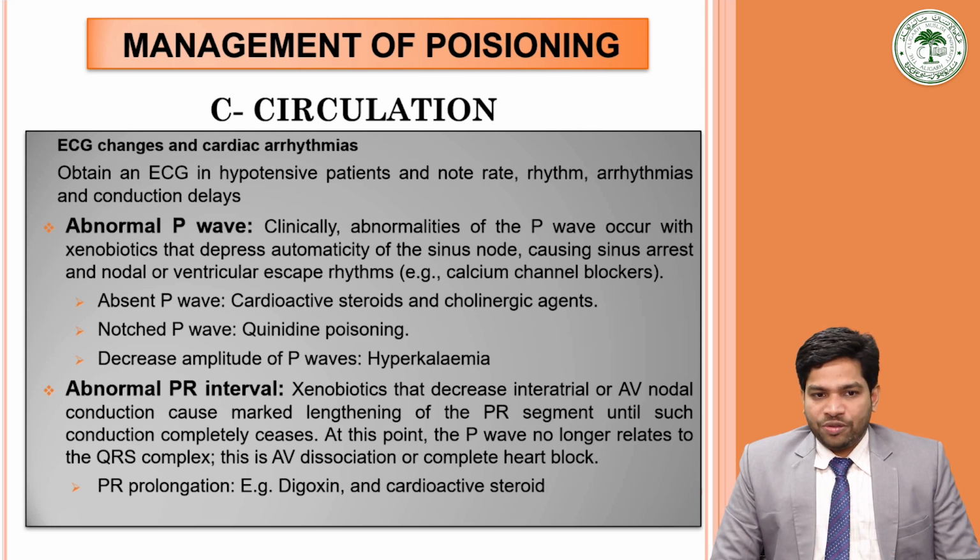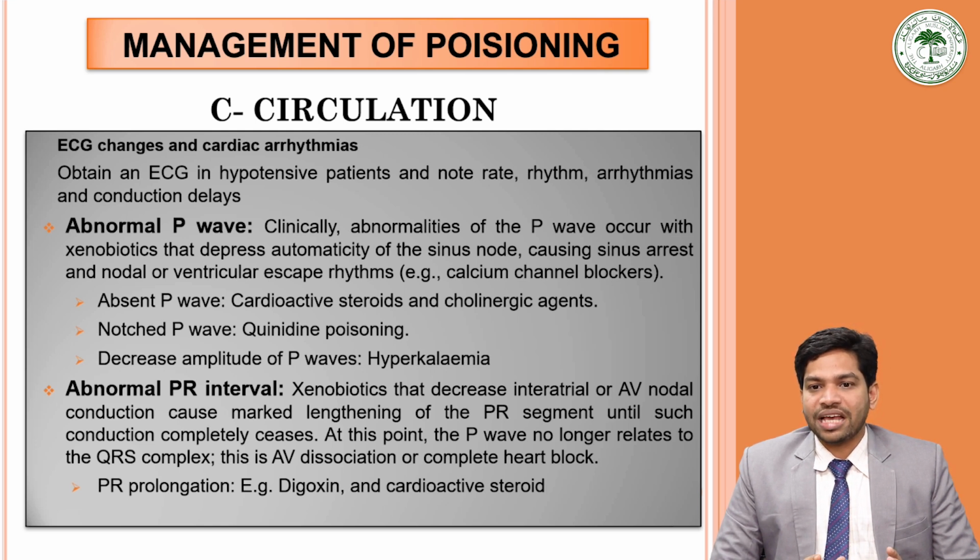So the different types of waves may be presented on the ECG that we must look at and manage accordingly. Abnormal P wave, that is the clinical abnormalities of P wave, occur with xenobiotics that depress the automaticity of the sinus node, causing sinus arrest and nodal ventricular escape rhythms, for example, by the calcium channel blockers.